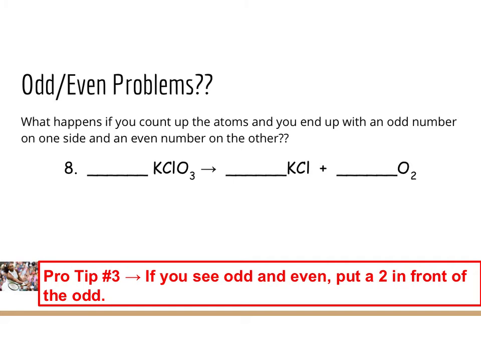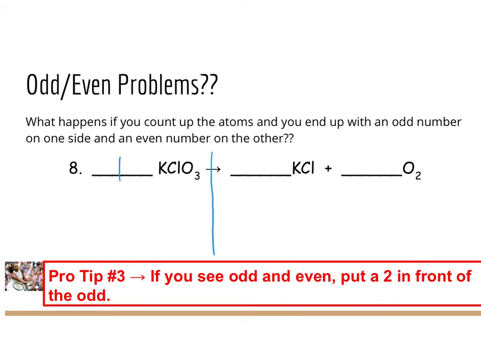I'm going to do the seesaw method once again and put a line separating my reactants and my products. Now when I go to count these out, I'm going to put a 1 next to the KClO3, and I'm going to try to balance everything off of that. So for K, I have 1. Over here for K, I also have 1. So far so good. For Cl, I have 1, and over here for Cl, I have 1. So far so good.